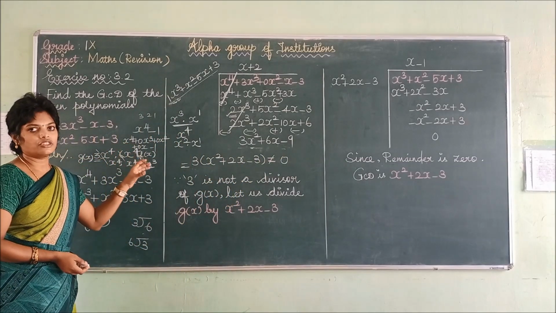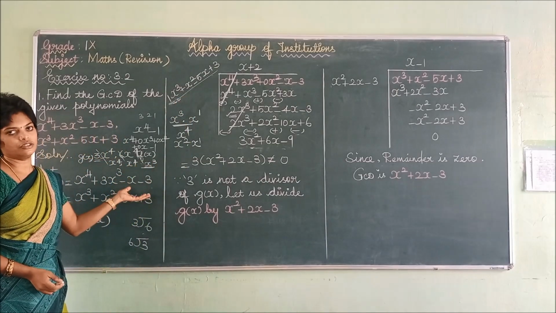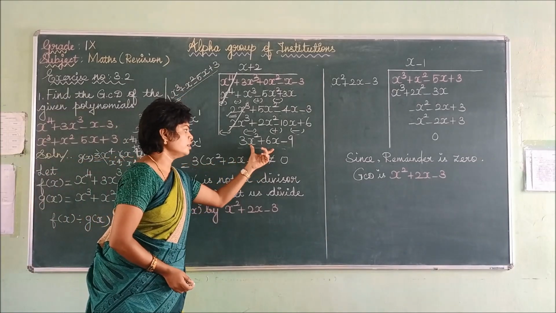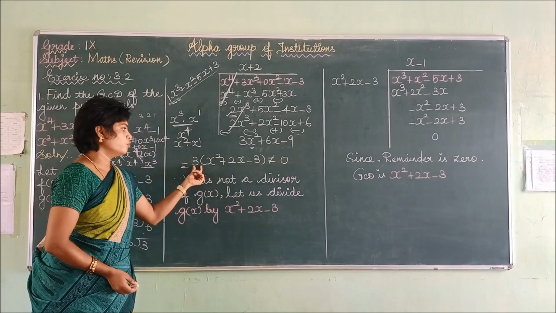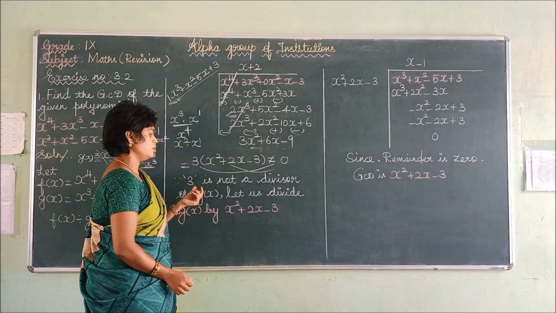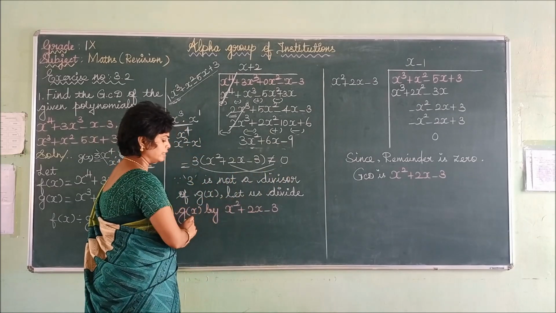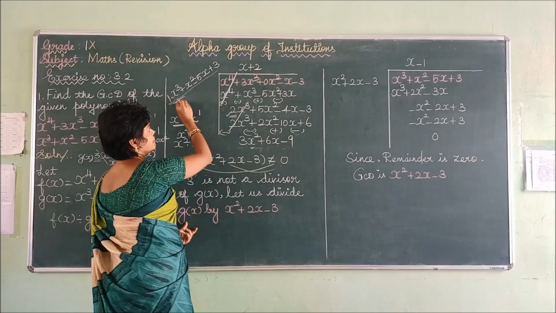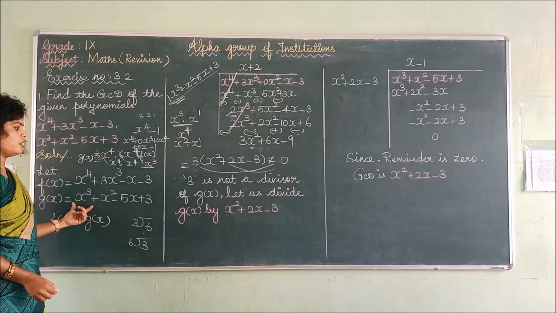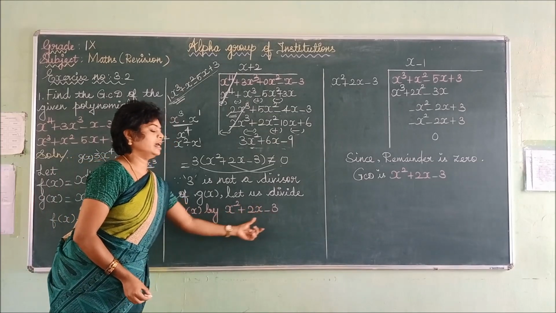You will get remainder 0. You can take this function as a GCD, but here the remainder is not 0. So you can say this one is not equal to 0. So 3 is also not equal to 0. This function is also not equal to 0. 3 is not a divisor of g of x. So let us divide g of x by, what is g of x here? In the question, this is the g of x. So g of x by x squared plus 2x minus 3.